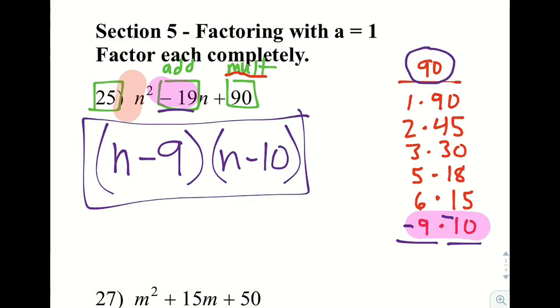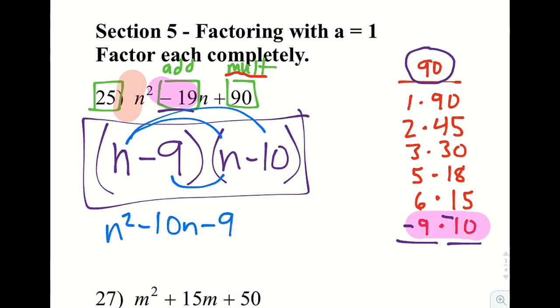But let's just show why that actually works. If you were to distribute this out and take everything in this first group times everything in the second, n times n would be n squared, n times negative 10 would be negative 10n, and then you continue on with the negative 9 to each thing.